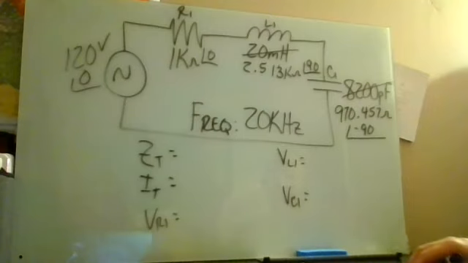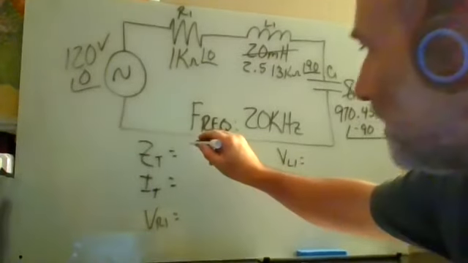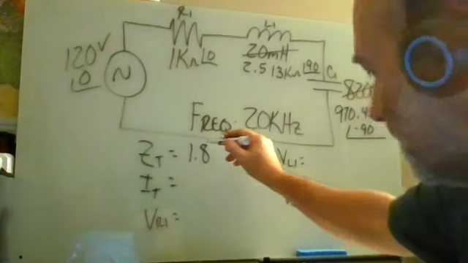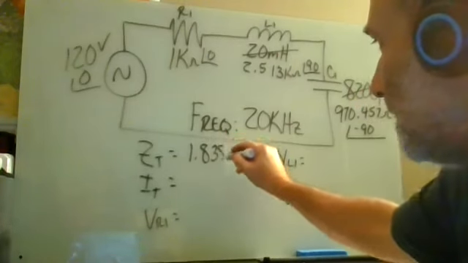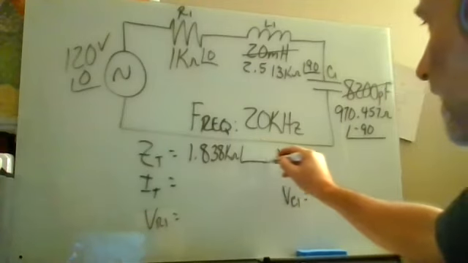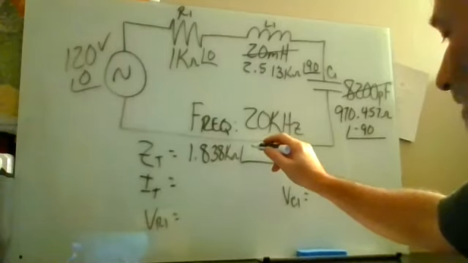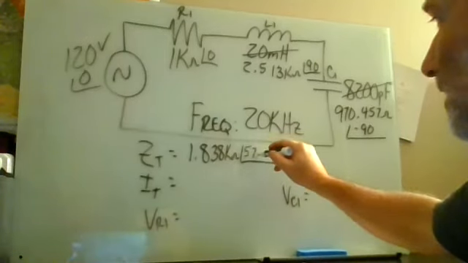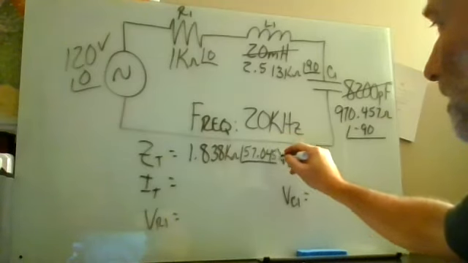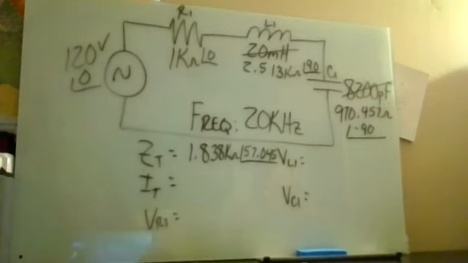So I got 1.838 with a decimal. But I'm going to move my decimal point over 3, so I'm going to make it 1.838 kohms at an angle of, what'd you get your angle at? 57.045 or somewhere close to that. So that's my Z total. Yes, that's what I got. And then I'm going to hit that little arrow key, alpha Z, execute. That way it saves it in the Z.